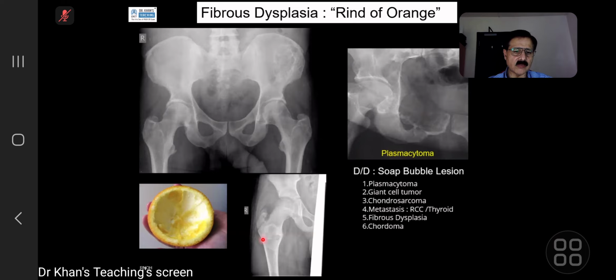And this is another example where in fibrous dysplasia, this is what it is like. So I would like you to, these are the findings where you describe it, and then your thinking process that because of this, it can be fibrous dysplasia.